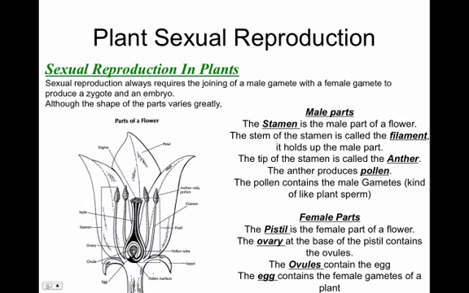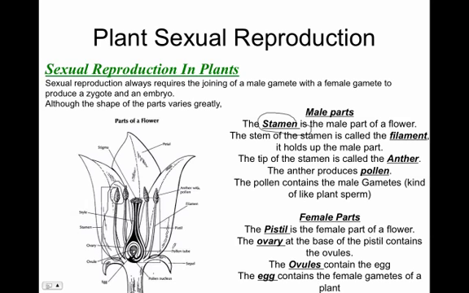Let's look at sexual reproduction in plants. Plants actually have male and female parts to them. Let's take the male parts. The stamen is the male part of the flower, so that's this whole thing that I just circled. It's made up of the top part, which is the anther. On top of the anther is the sperm, or we call it pollen. These are the male gametes. And then the stalk is called the filament.